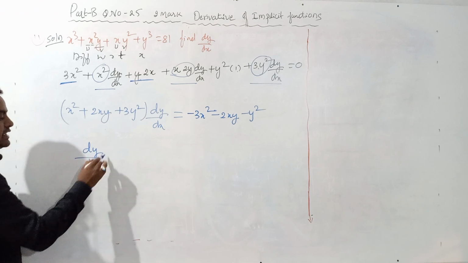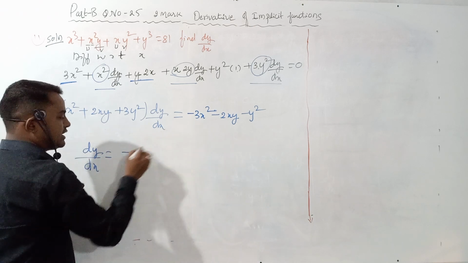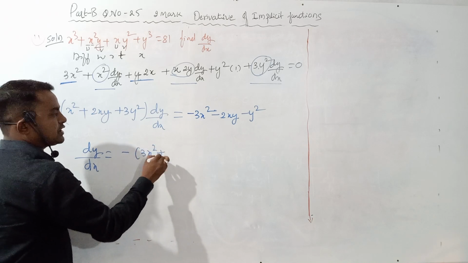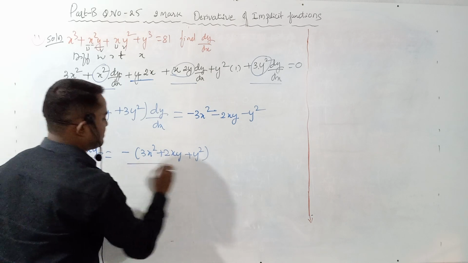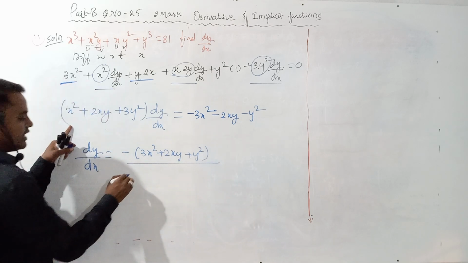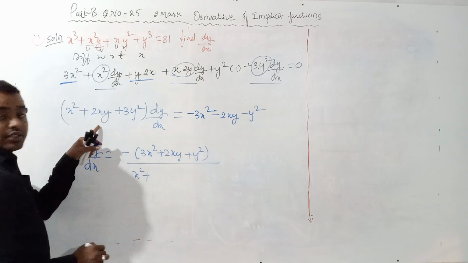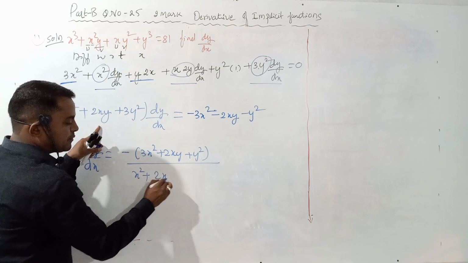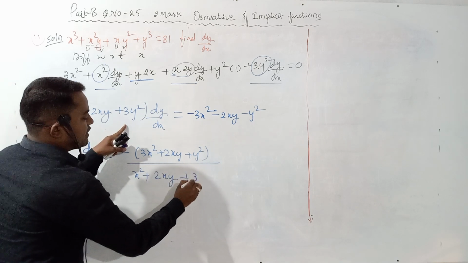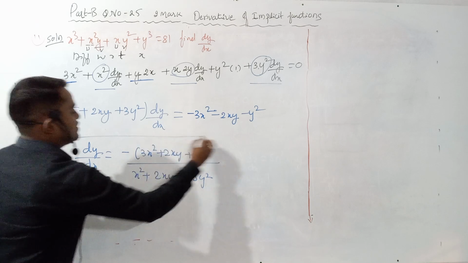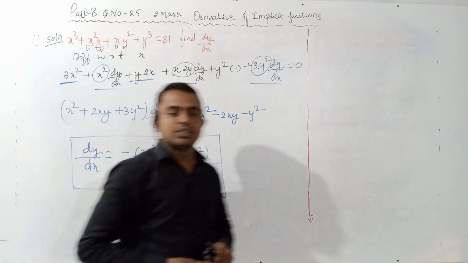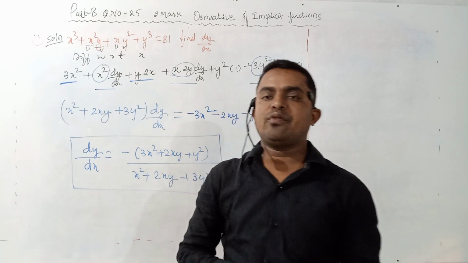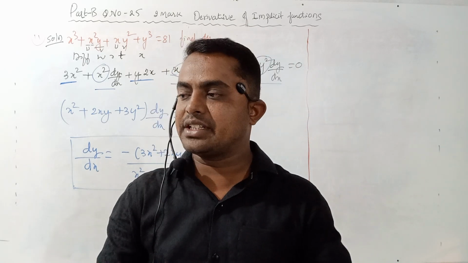dy by dx is equal to, take the minus sign common here, that is 3x square plus 2xy plus y square divided by x square plus 2xy plus 3y square. This is the final answer for the question. So this is all about the derivative of implicit functions. I hope you are getting the things.